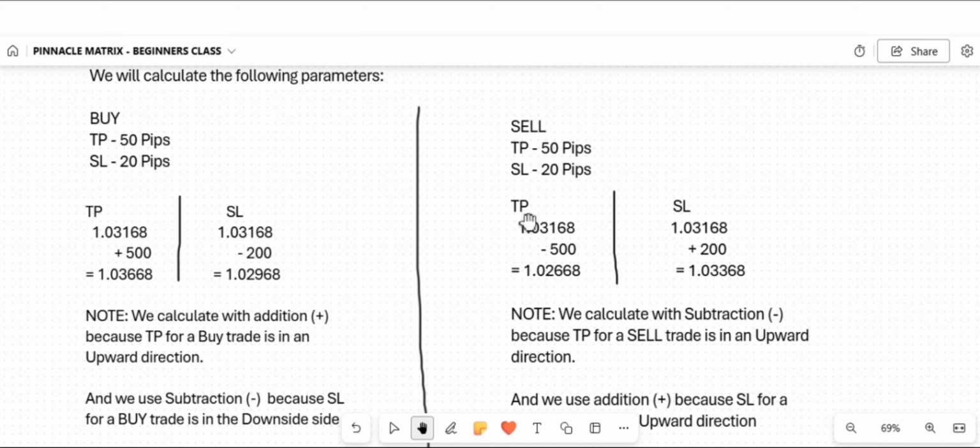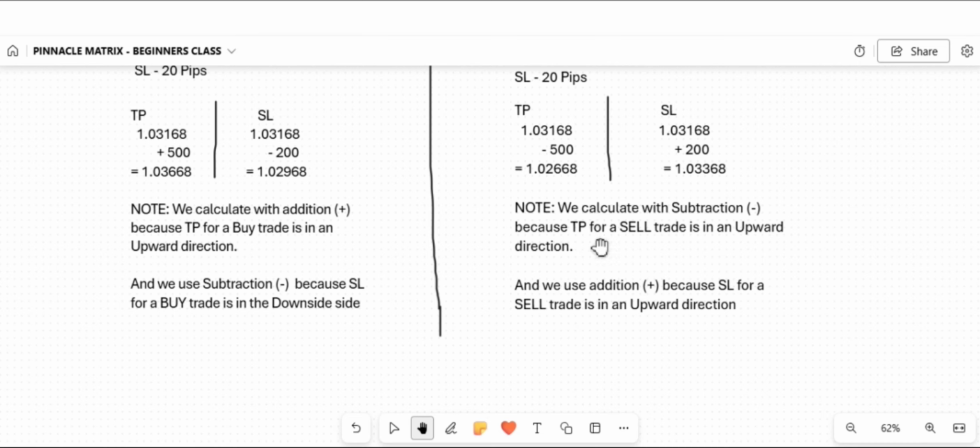For a sell trade, the take profit is going to be downwards because we are selling and we are expecting the market to go down for us to make profit. That is why we use subtraction, because for a downward calculation, we use subtraction. So this price minus 500 will give us this price. You can always do the calculation on your own to know this is the right figure. Then for the SL, this price plus 200, because the SL for a sell trade is upward. If the trade is going up and we are selling, we are losing. So that is why the stop loss is up.